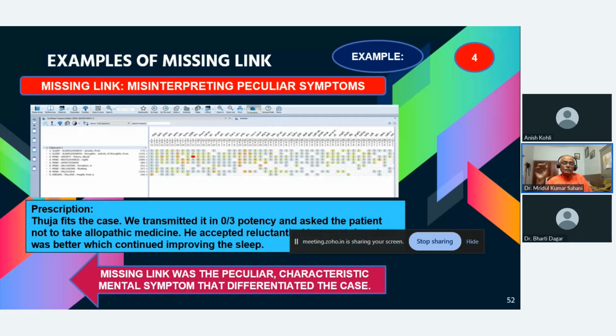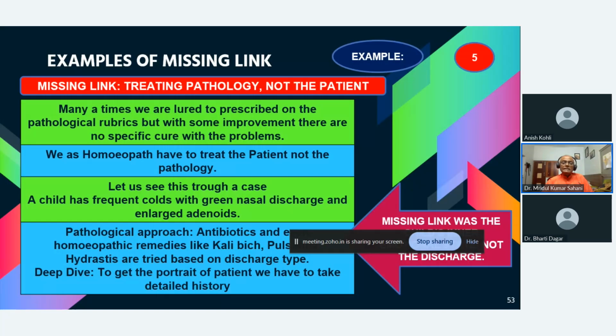So Thuja was the medicine. We prescribed Thuja in 0/3 potency and asked the patient not to take the sleeping pills. He was reluctant, but later he understood, and with a single dose this patient was cured with only Thuja 0/3 potency. Now, case number 5, treating the pathology, not the patient.